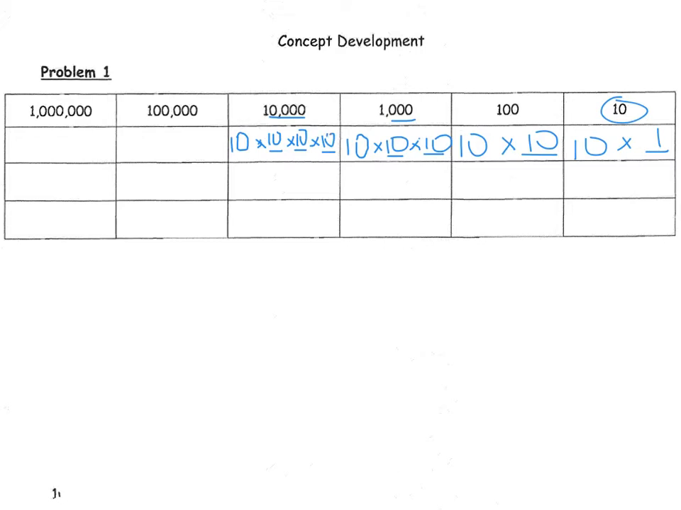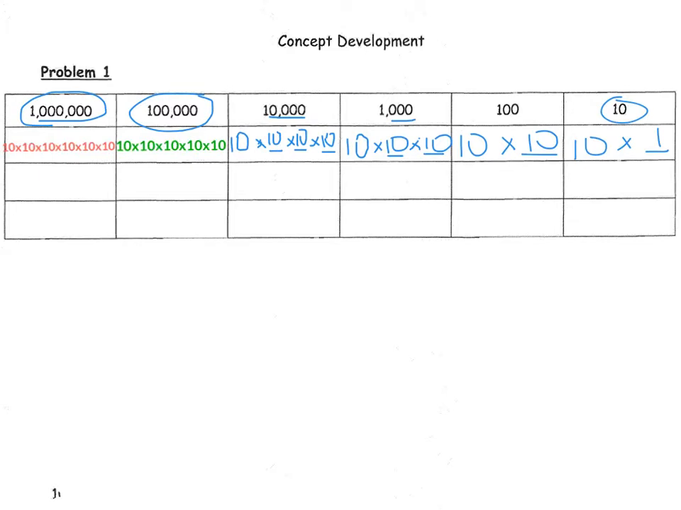So now I want you to do the 100,000 by yourself, and also the 1,000,000. So click pause, and I want you to fill out the 100,000 and the 1,000,000. Tell me 10 times what is going to get me 100,000. 10 times what is going to get me 1,000,000. Hint, hint, hint. Look at the zeros.